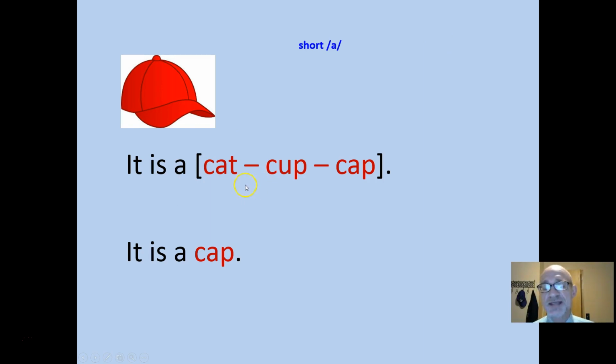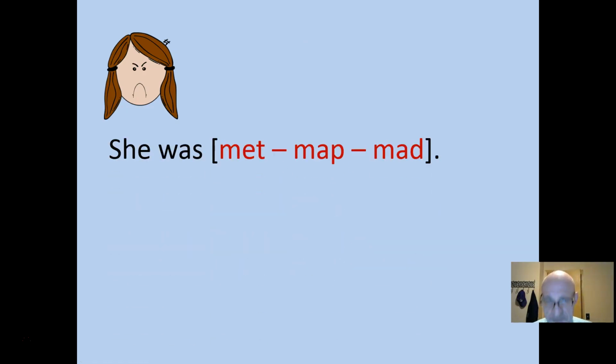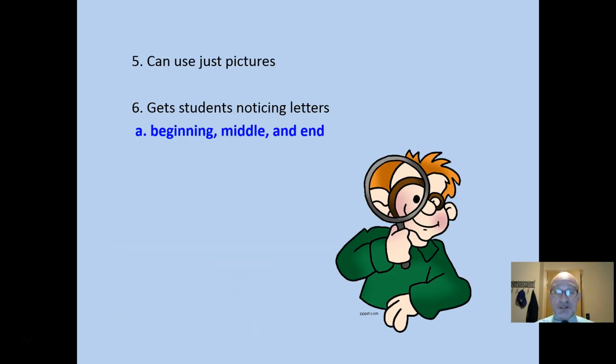Then, cat can't possibly be that because it has the t at the end, all right? She was mad. Which word looks right? She was mad. You can use just pictures as well. Not my preference, but you can use that. It gets students noticing letter patterns at the beginning, middle, and end. Jam. Which word looks right? Notice jam and Jim can't be the same, and jad has the d and not the m sound. Yep, that's a simple phonics lesson.